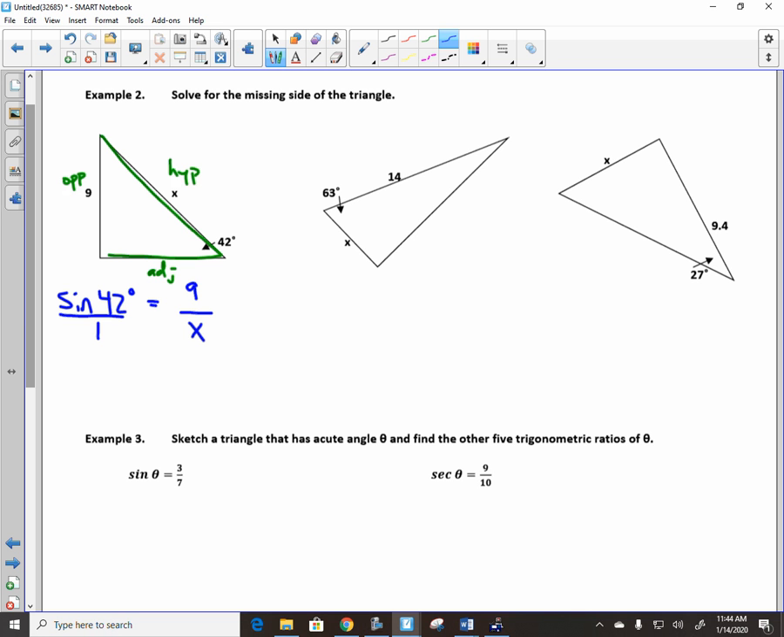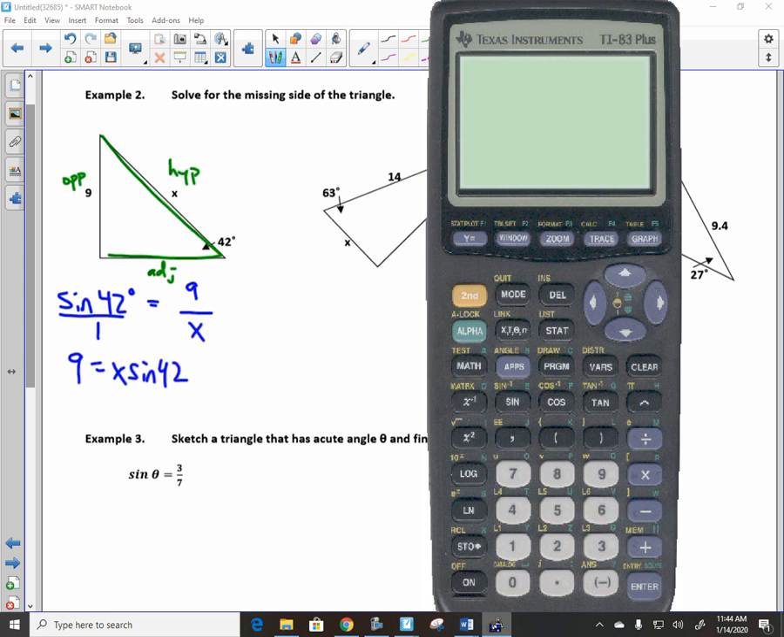I'm going to write it over 1, and I'm going to choose to cross multiply in order to solve. I get 9 is equal to x sine of 42. Sine of 42 is simply a number. It's a decimal. I'll figure out what that is, and I'll take 9 and divide it by it. Take out your calculator if you have it.